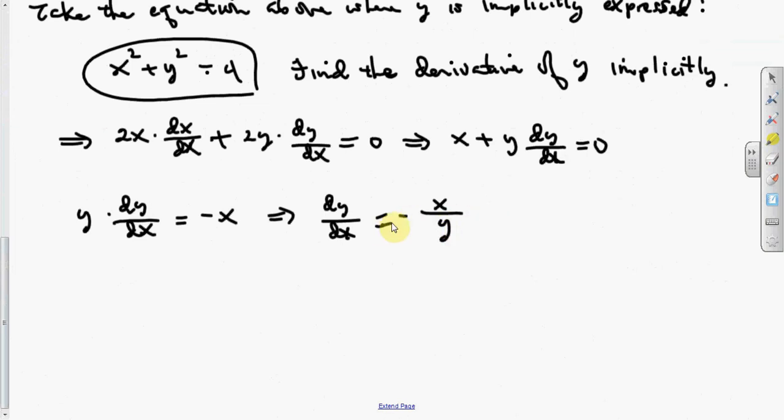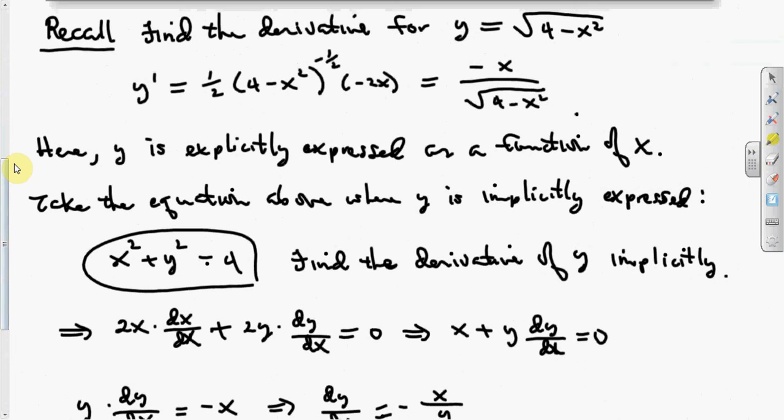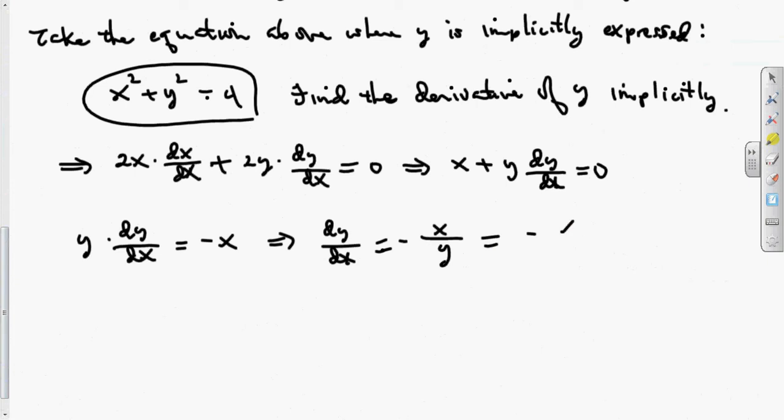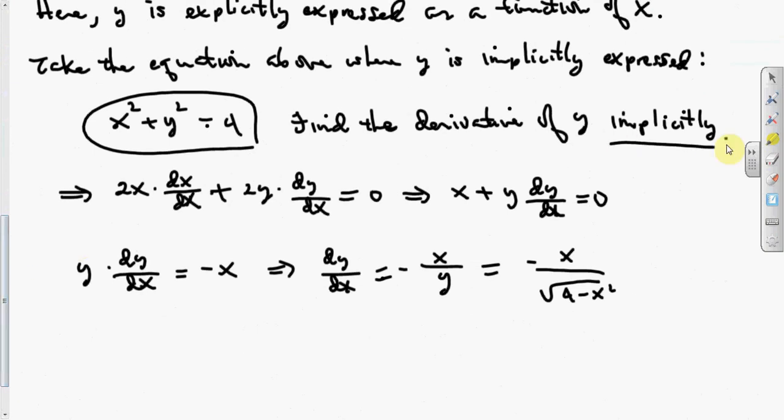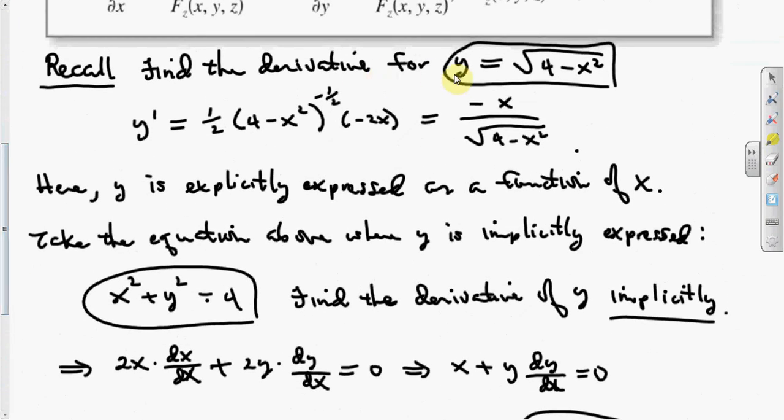But y is equal to the square root of 4 minus x squared. Right? So here this is negative x all over the square root of 4 minus x squared. Now here you found the derivative of y implicitly, right? And we got this. And then up here we found the derivative of y explicitly. You get the same thing. Now do you recall that from Calculus 1?